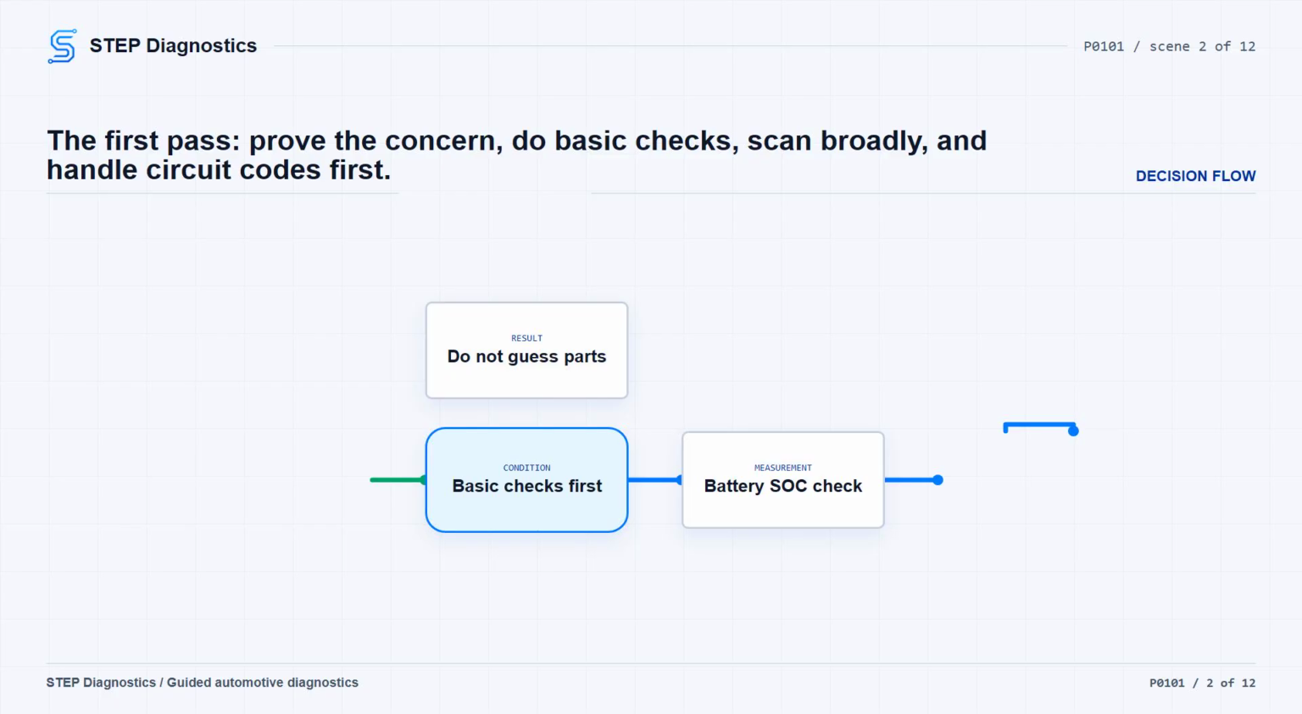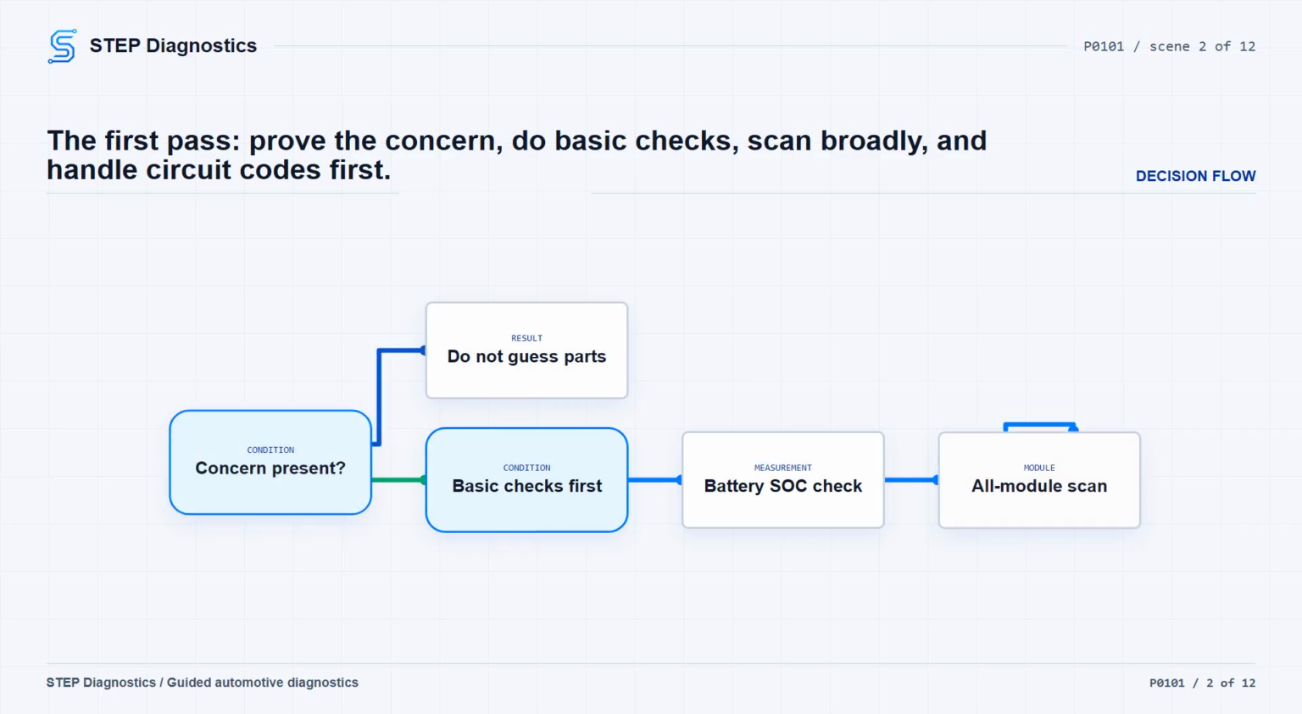Look for service information that may apply. Check whether a previous repair was done incorrectly, and make sure the battery and charging system are healthy. Before getting into diagnostics, battery SOC needs to be greater than 70%.